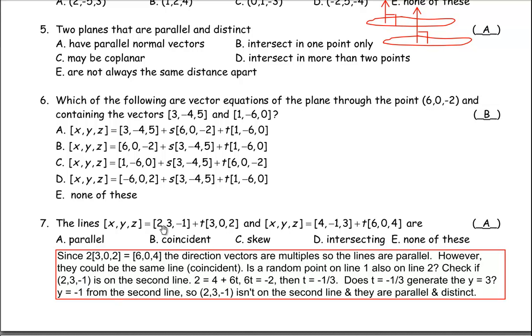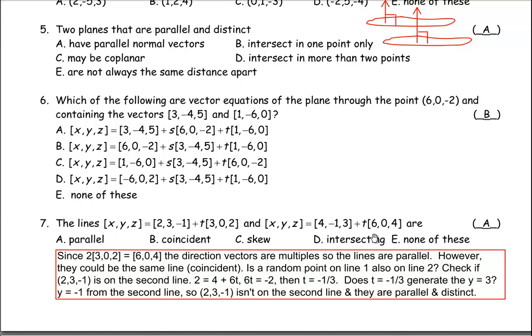Well, this 2 here, the x component, would equal, and I'm going to set it equal to the parametric equation for x in this, which would be 4 plus 6t. So 2 equals 4 plus 6t. If you take 4 away from both sides, we get 6t equals negative 2, and divide out the 6, and you get t is negative 2/6, or negative 1/3. So if we put negative 1/3 in here, does it also generate the 3 for y, or the negative 1 for z?